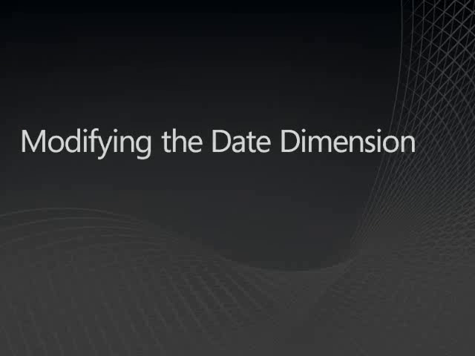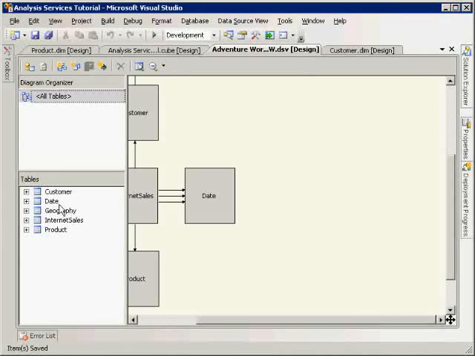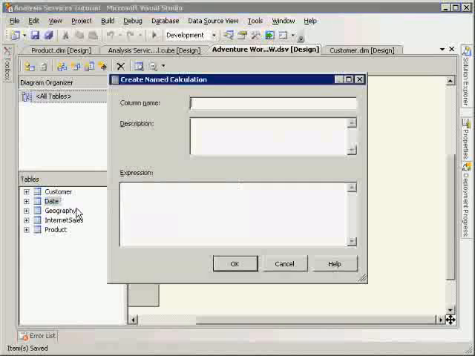Next, I'll modify the attributes in the date dimension. I'll add a named calculation to a table in the data source view. A named calculation is a SQL expression that appears as a column in the table. Named calculations let you extend existing tables in the data source view without modifying the table in the underlying data source. In the data source view, select New Named Calculation.